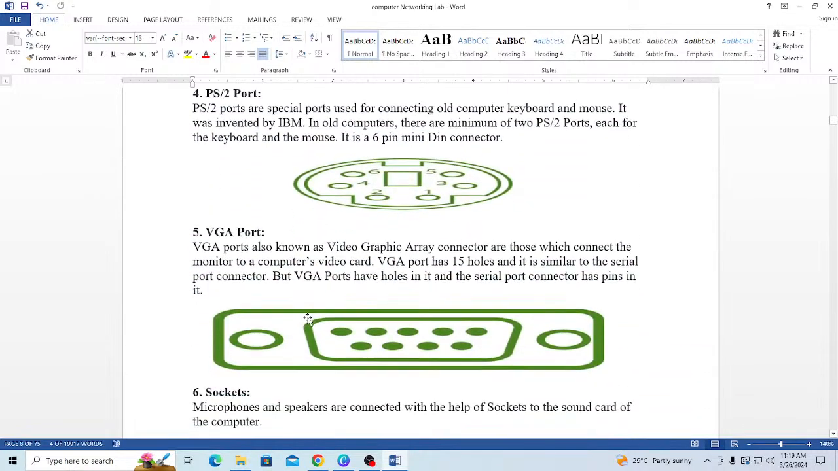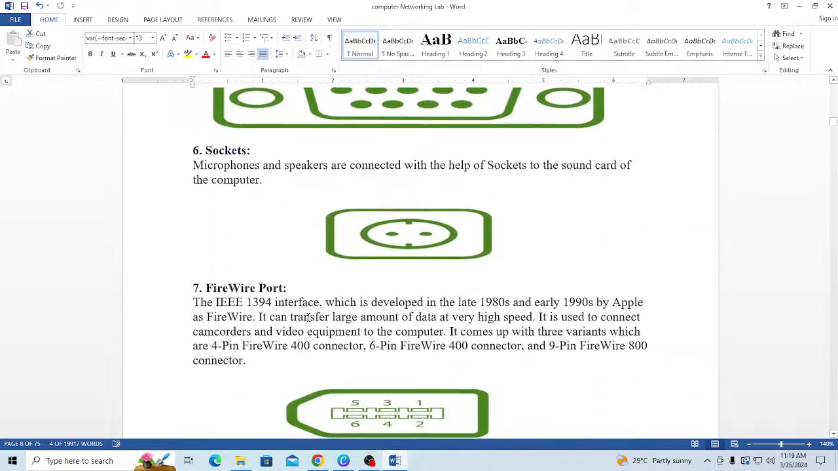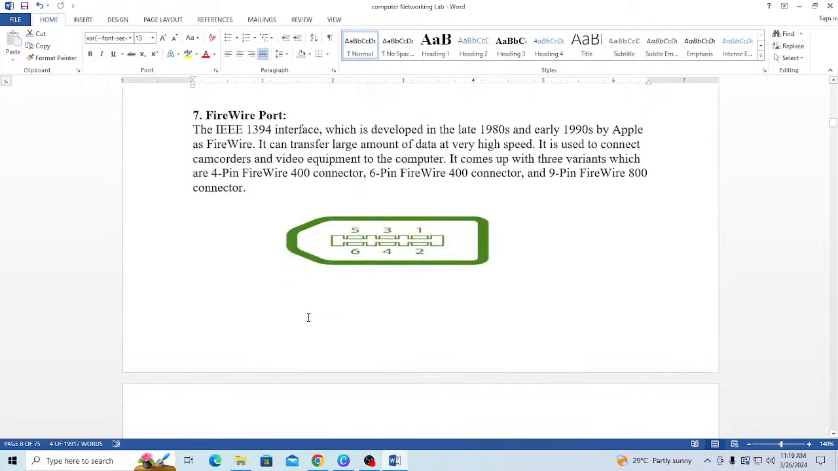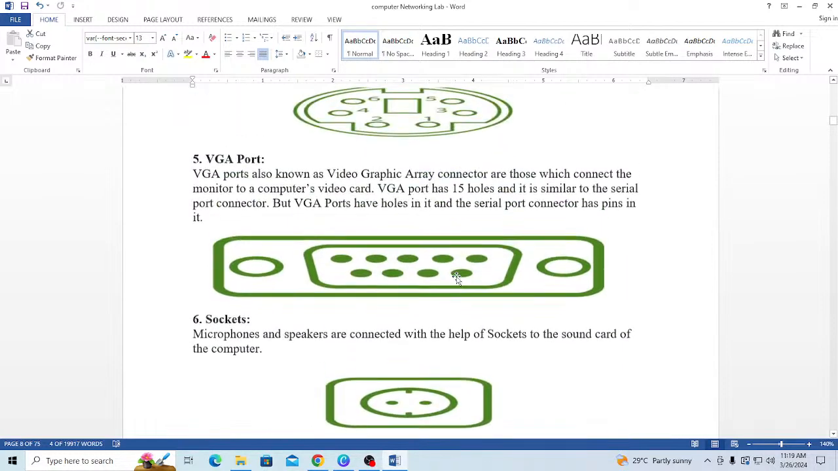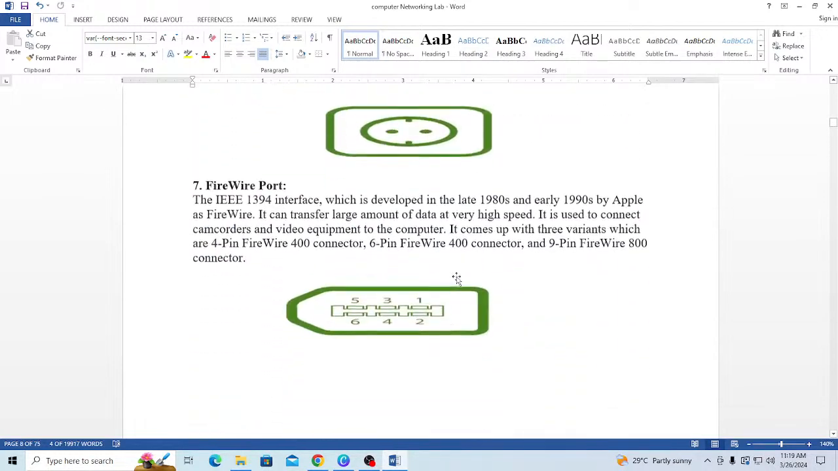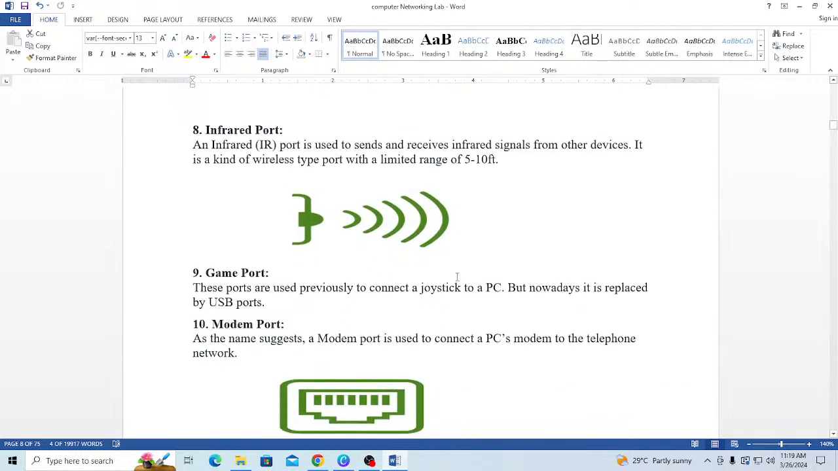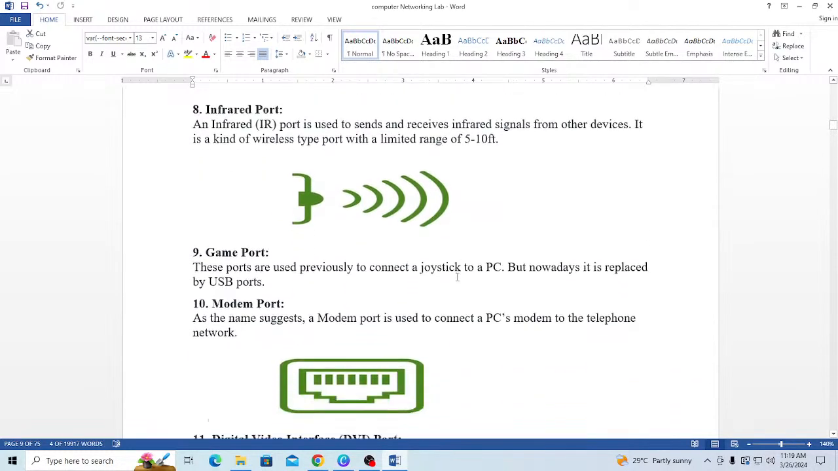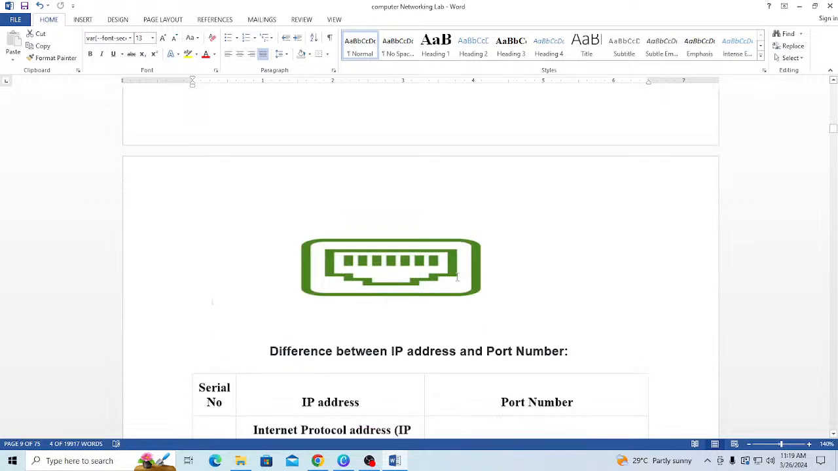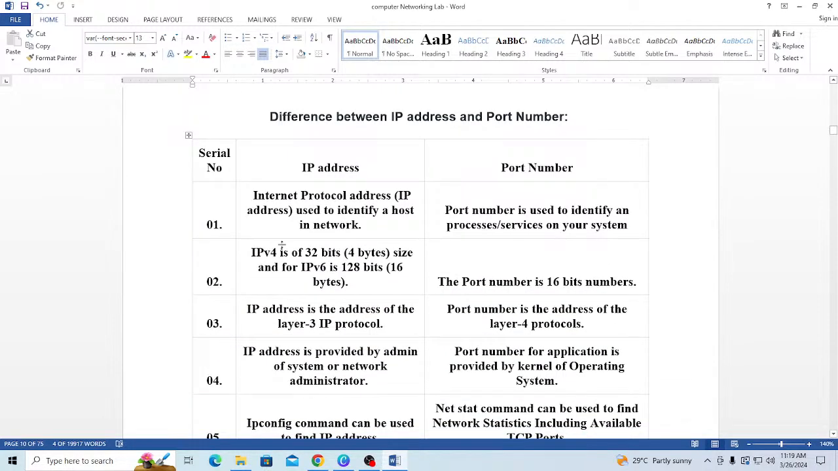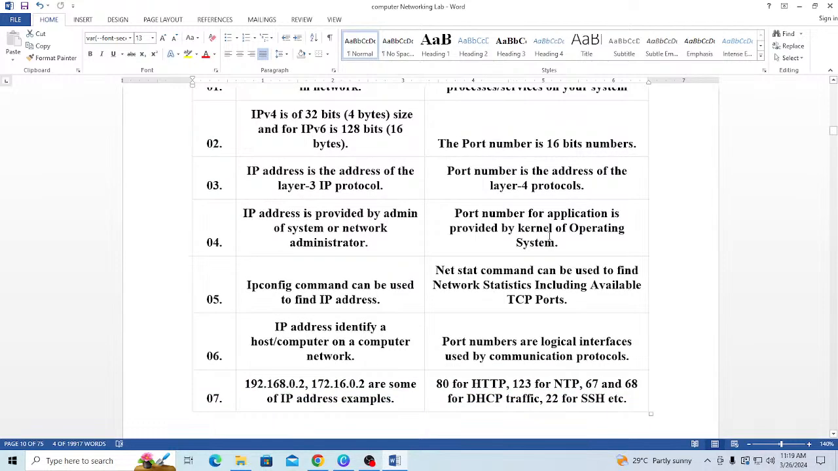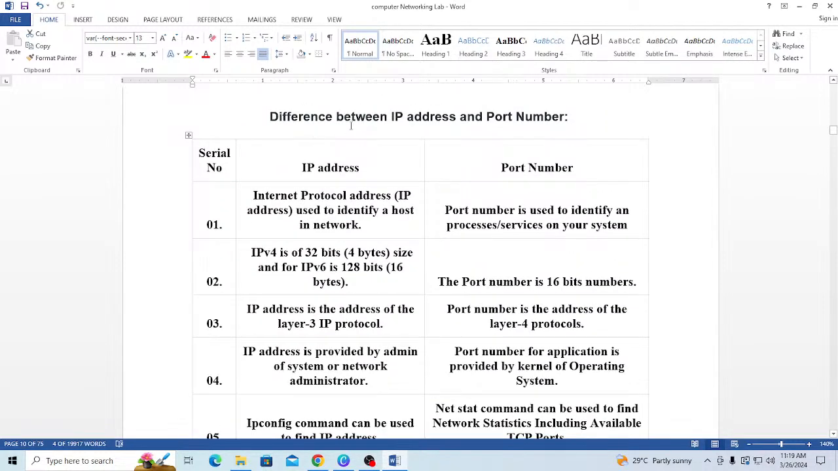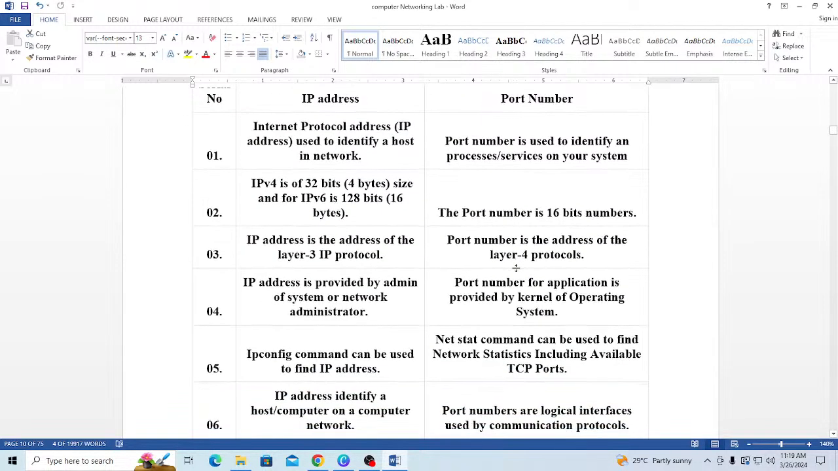You have to read all these ports and maintain a particular lab record. That means you don't have to write all these concepts and all these notes. You have to make points. If you write all of it, the lab record will be very large. So make it concise and complete your task. This is the first program, and I am also providing the difference between IP address and port address. So you have to focus on this first: the difference between IP and port address.